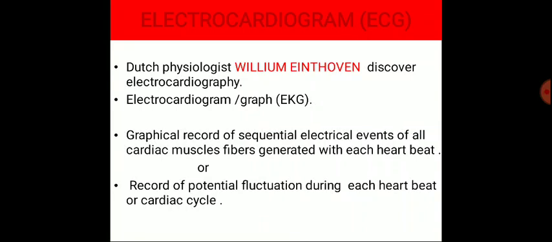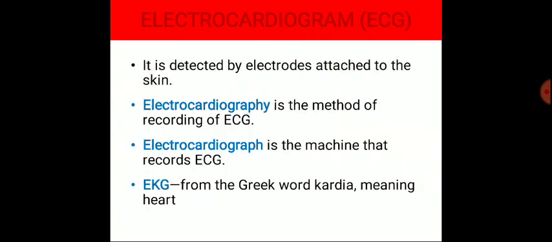Electrocardiogram is the graphic record of sequential electrical events of all the cardiac muscle fibers generated with each heartbeat, or the record of potential fluctuation during each heartbeat or cardiac cycle. It is detected by electrodes attached to the skin.